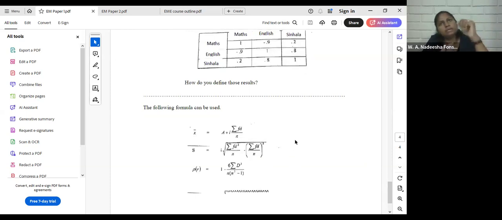But there are some other equations for mode and median. Normally they are not given to you. Therefore, you have to memorize the equations for mode and median. Those two equations. Others are given, but mode and median are normally not given. Mode and median equations sometimes may be given.